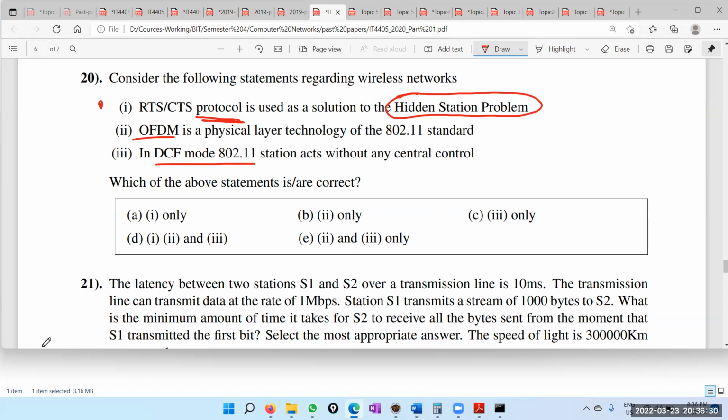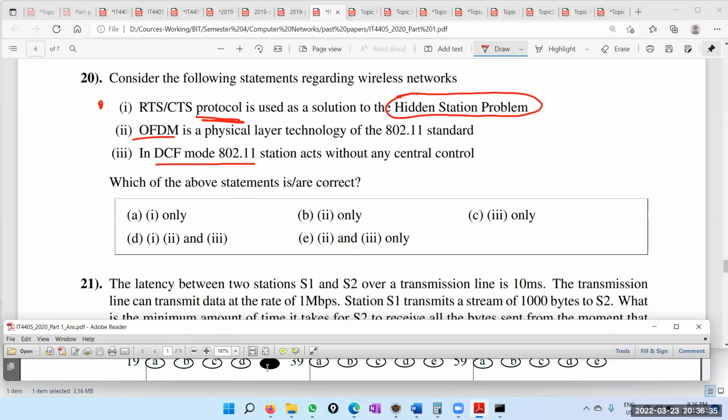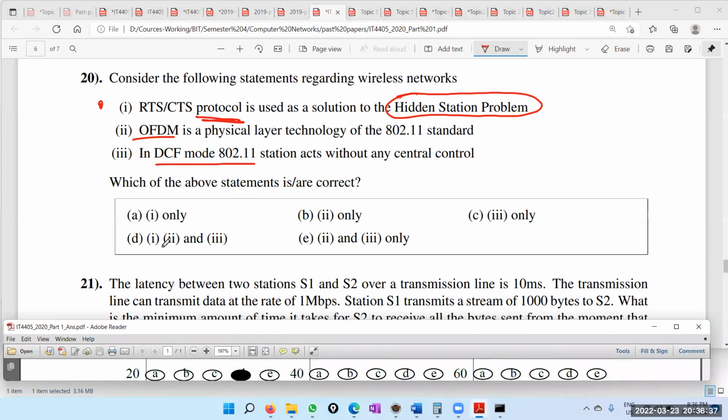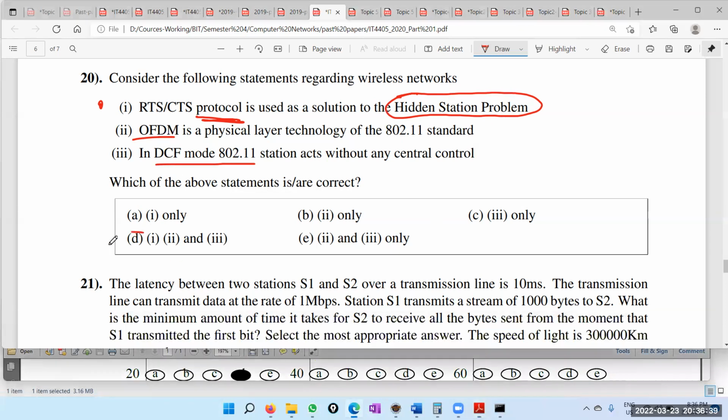Okay. Anyway, what are the answers? D. D means all are correct. Right. So they may ask this question again. Just make a note of that. So hidden station problem, one of the solutions is the use of these frames or protocols. OFDM is a physical layer technology.